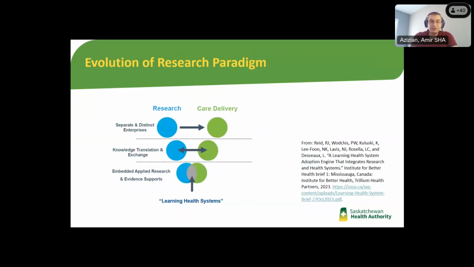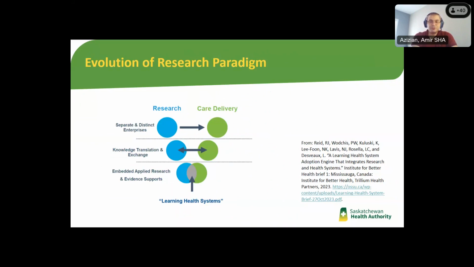The Institute for Better Health in Ontario provides a visual representation illustrating the transformation of the research paradigm. And I really like this visual because the diagram depicts a traditional separation between research and care delivery at the top, with these activities occurring in distinct entities. Research typically takes place in academic institutions, while care delivery happens in hospitals or clinical settings. As the research paradigm evolves, a knowledge translation and exchange model emerges in which those siloed organizations start communicating their respective experiences and realities and what they were learning.